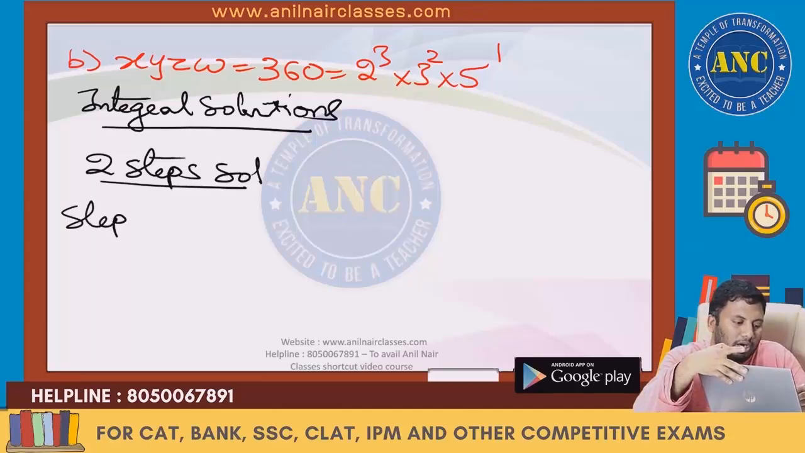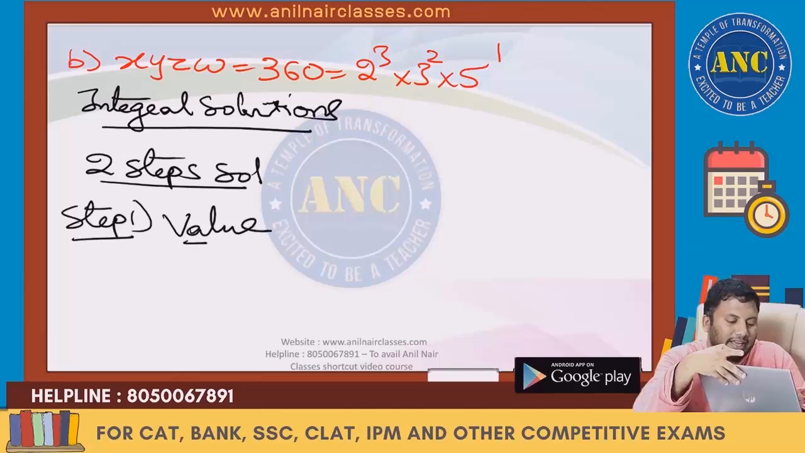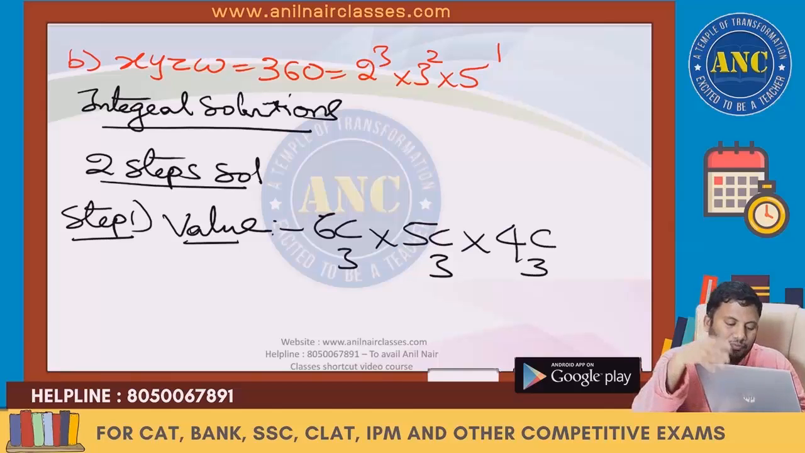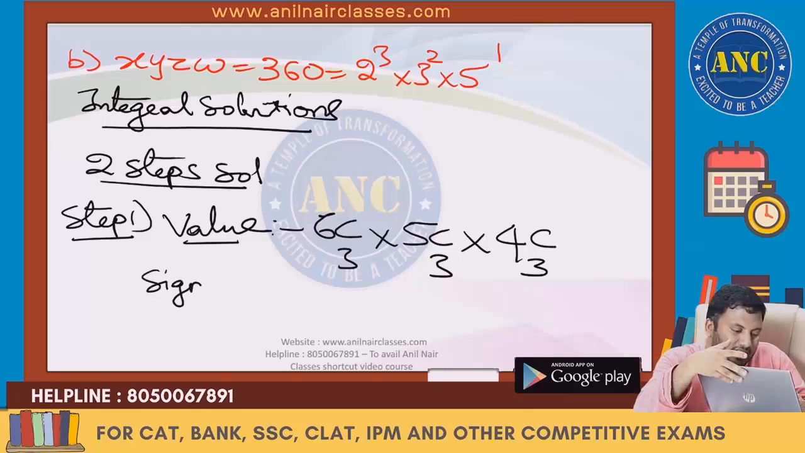Step number 1, value. If I take value 3 plus 4, 7, 7 is 6C3. 2 plus 4, 6, 5C3. 1 plus 4, 5, 4C3. 6C3 into 5C3 into 4C3. Step number 2 is signs.